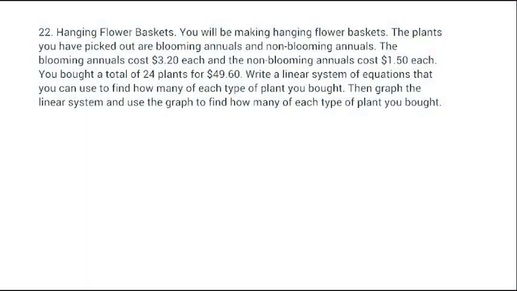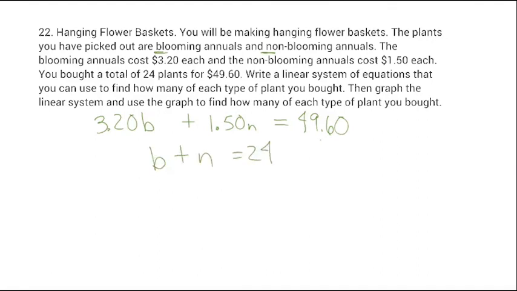For the story problems, I'm going to help you set up the story problems for your homework. Hanging flower baskets. You will be making hanging flower baskets. The plants you have picked out are annuals, blooming ones and non-blooming. So I'm going to use the letter B, and I'm going to use the letter N. The blooming annuals cost $3.20. The non-blooming ones cost $1.50. And I bought a total of 24 plants for $49.60. So my number of blooming ones plus the number of non-blooming ones is 24. Those are the two equations that you are going to need to use to answer the rest of the questions. So I have done this part of homework problem 22 for you.